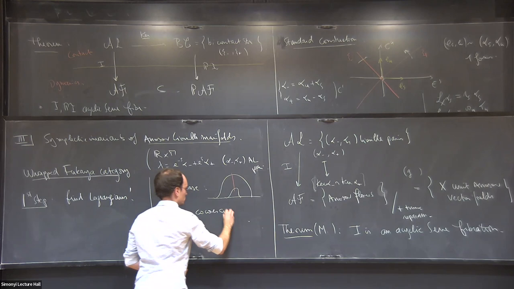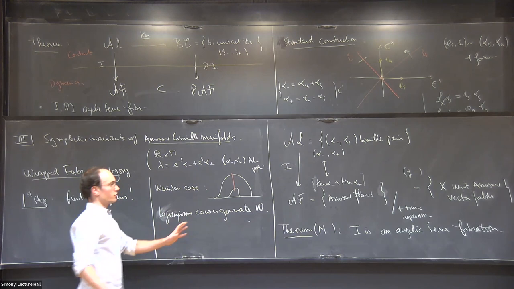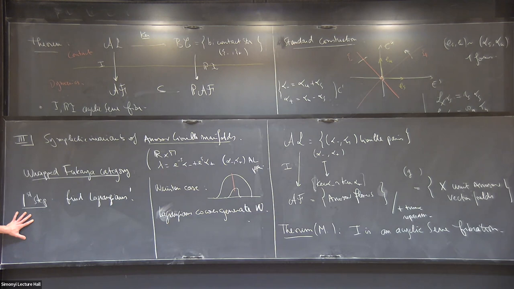And so in some sense, all the information is carried by these specific Lagrangians. If you understand these Lagrangian cocores in RL, then you understand a lot about your wrapped Fukaya category. What about for these Anosov-Liouville manifolds? Well, we also have interesting Lagrangians that are fairly easy to construct.